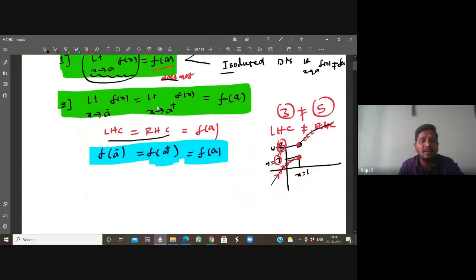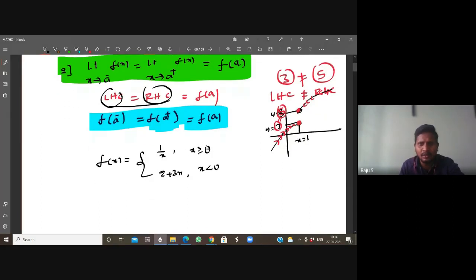Then second, what I said, infinite discontinuity means either LHC or RHC, any one of the values, is infinity. For example, I define the function here: 1 by x, x greater than or equal to 0, and 2 plus 3x, x lesser than 0. What do you observe here? At a particular point 0, there are two values. Substitute 0 here. Greater than means plus: f of 0 plus.